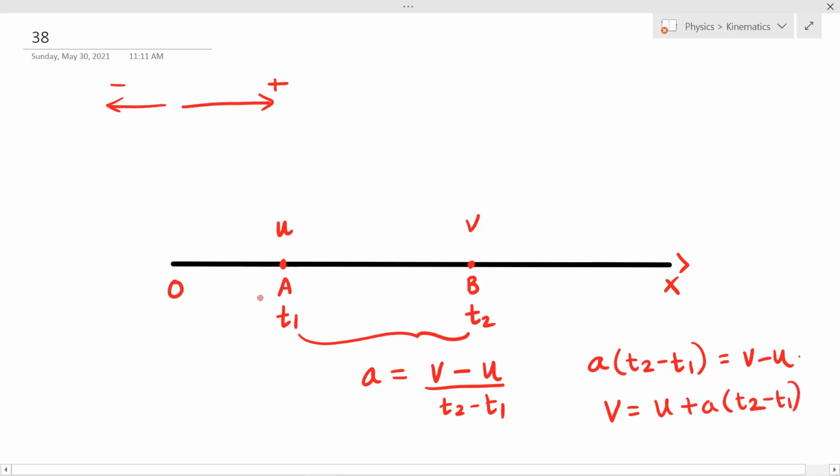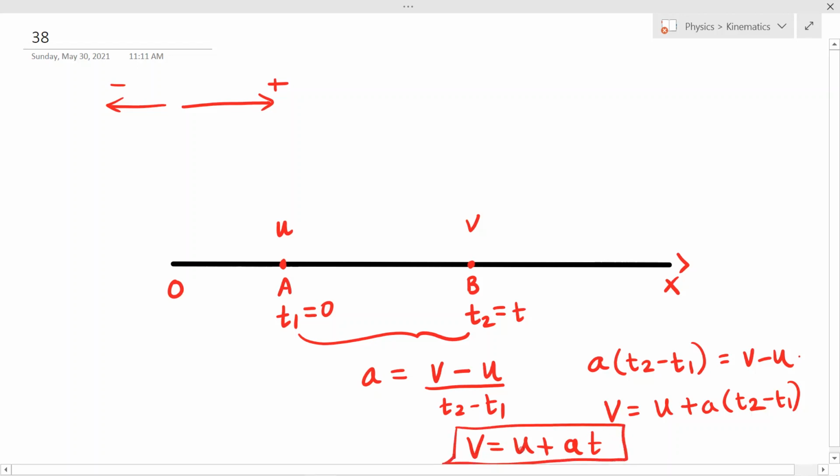Consider that the observer starts his clock at this position A, that is t1 is equal to 0 for that observer, and then let's say t2 is equal to some time t. So this will be v is equal to u plus a times (t minus 0), that is, a times t. So we have proved this relation. Here v is the final velocity, u is the initial velocity, a is the constant acceleration, and t is the time taken to go from velocity u to velocity v.